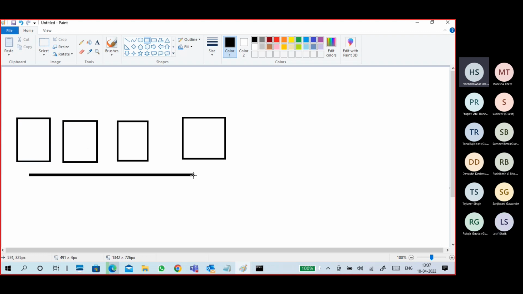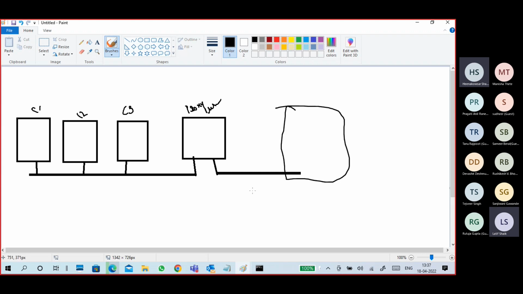For example, you have a network. So these are my computers, and this is my proxy server. So what will this proxy server do? This is my C1, C2, C3. This is my proxy server, and it is finally connected to the internet. Now I want to communicate to google.com, for example.